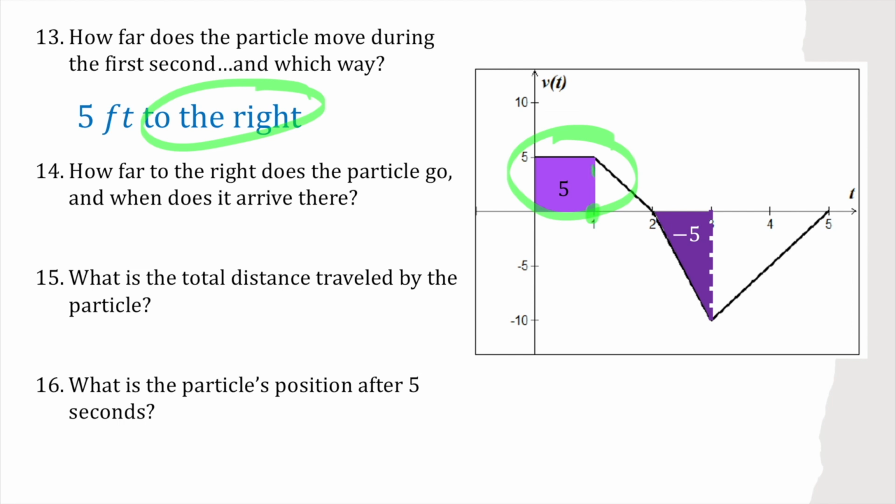Number 14 asks, how far to the right does the particle go and when does it arrive there? Well, it's still going to the right up until time 2. So we need to add the area of that triangle there, which is 2.5. Let's clear this stuff up.